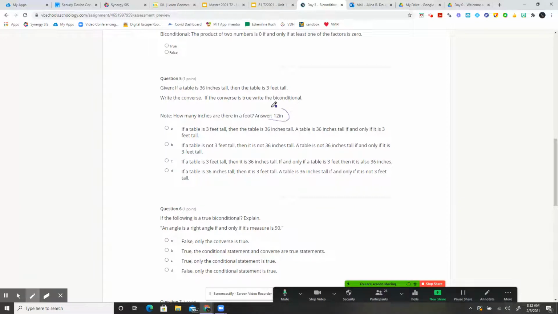So remember, a foot has 12 inches. If a table is 36 inches tall, then it is 3 feet. Write the converse. So if I write that converse, I've got to change the order of those sentences, right? The table is 3 feet needs to come at the beginning. So if a table is 3 feet tall. If a table is not 3 feet tall, I'm not trying to do the contrapositive, so I can't have the not. If a table is 3 feet tall, that looks like it works. And then if it is 36 inches, that's not going to work because that's the P, right? So I wanted to start with the Q. Can't be B, can't be D.